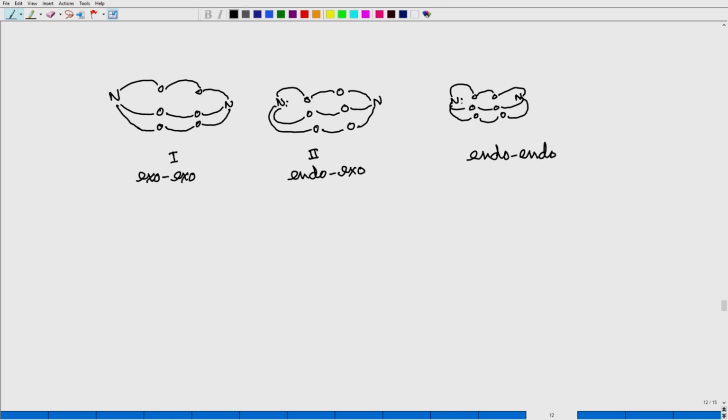Both in-in means both the lone pairs on the nitrogens are towards the cavity, inside the cavity. So, this is a very favored conformation for binding metal ions. Metal ions are Lewis acids, so they will require these lone pairs, and they can bind through these oxygens and also to the nitrogens. So, there are 3 conformations possible with macrobicyclic cryptands. These are known as macrobicyclic cryptands. So, these are all the structural aspects of cryptands.